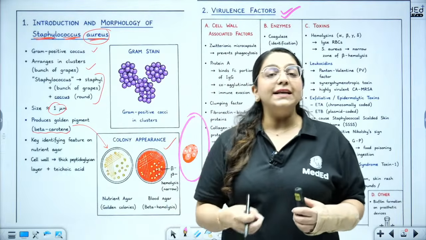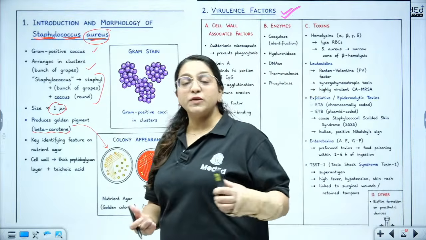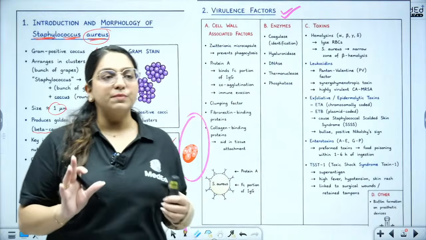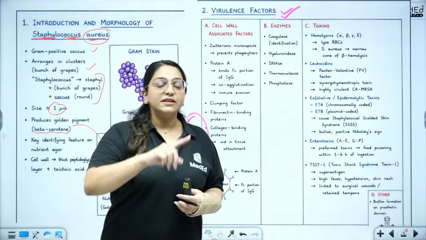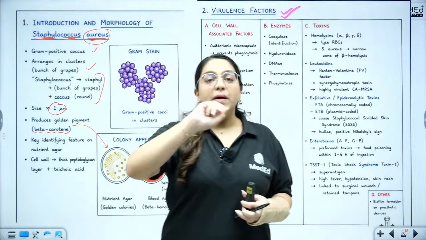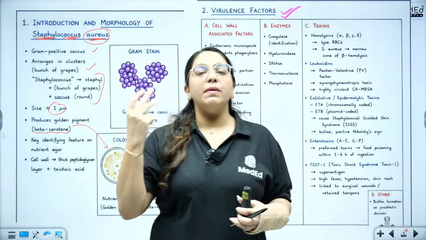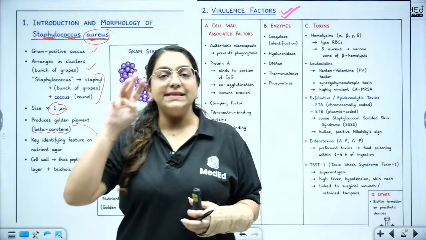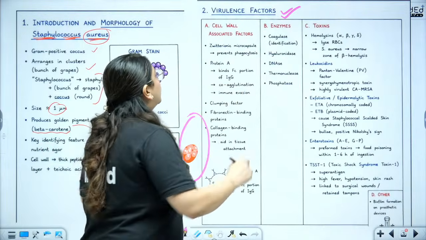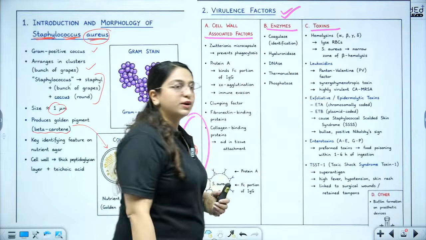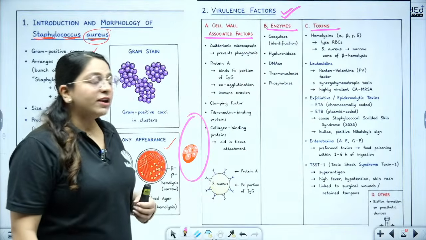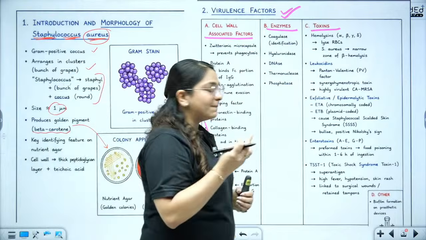Then of course the leading question can be about virulence factor. All my students remember that always for Staphylococcus, we first talk about the cell wall, then we talk about the enzymes, and then we talk about the toxins, right? These are the three headings in which we tell. So there are the cell wall associated factors, the enzymes, and the toxins which are produced by the bacterium. Cell wall associated factors is the microcapsule, right?